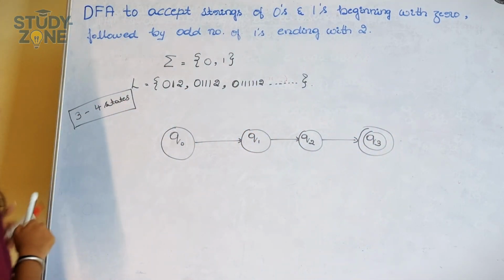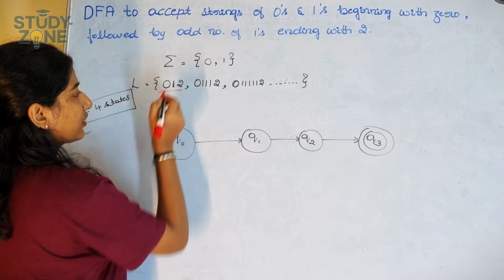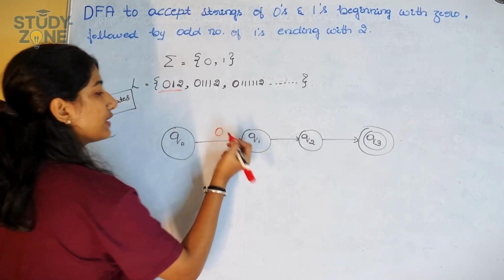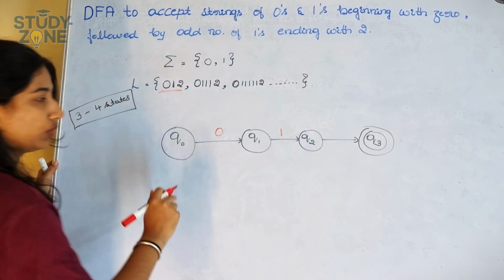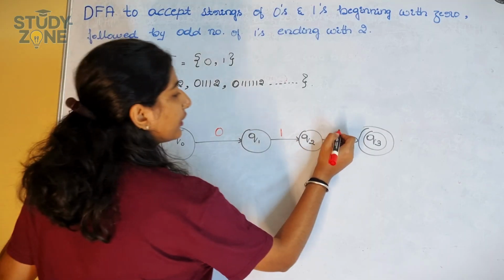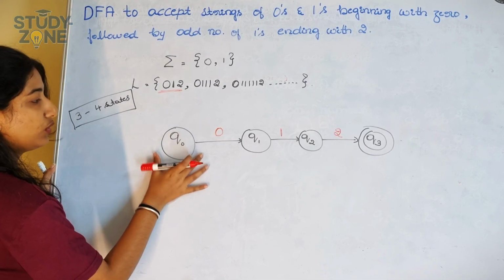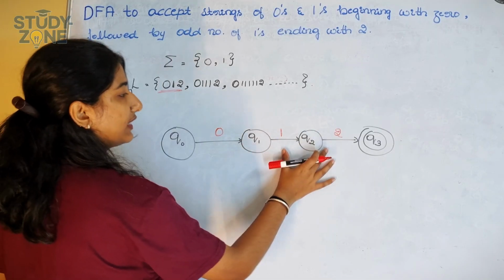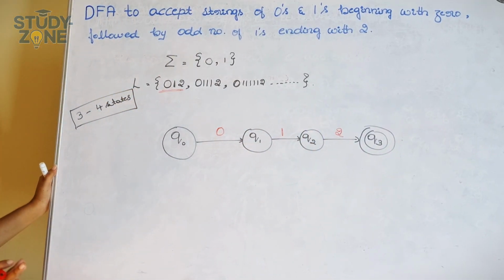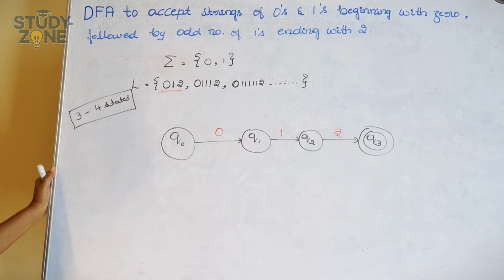So simple thing is Q0 on 0. Let's solve for this one. Q0 on 0 moving to Q1, Q1 on 1 moving to Q2, Q2 on 2 moving to Q3. This is simple thing. Now I should have 0, 1, 2 as input symbol for Q0, and 0, 1, 2 for this one and this one. So thing is it should start with 0 only. So what to do if I get 1 or 2?